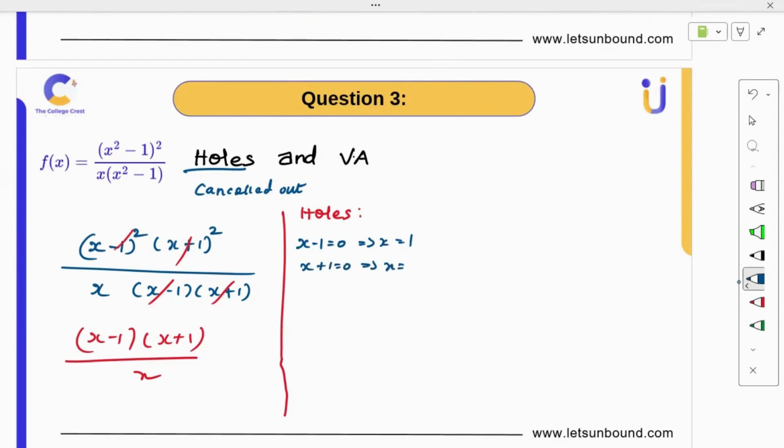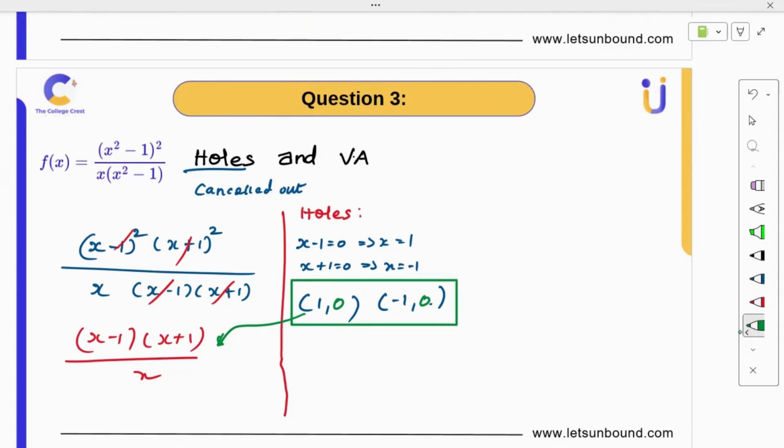So when you solve this by equating to 0, you will get where the hole is. So 1 comma what? Hole at minus 1 comma what? You just plug into the simplified version. If you plug in 1, the numerator will become 0, so 0 by anything is 0. If you put minus 1 also, the numerator will become 0. So the holes are at exactly these coordinates, and you have to draw the holes.